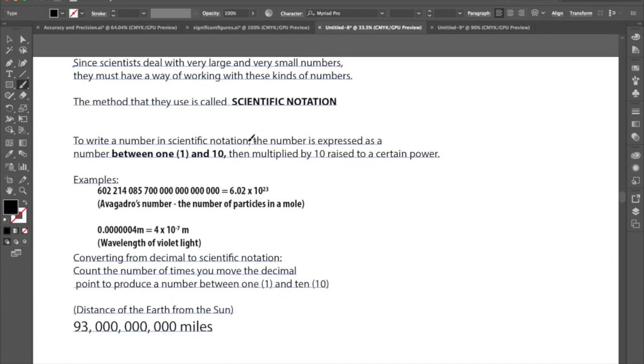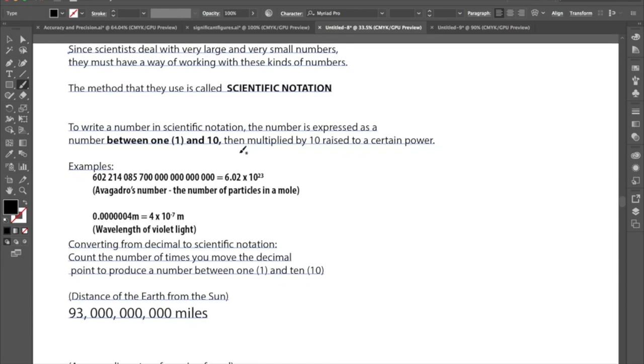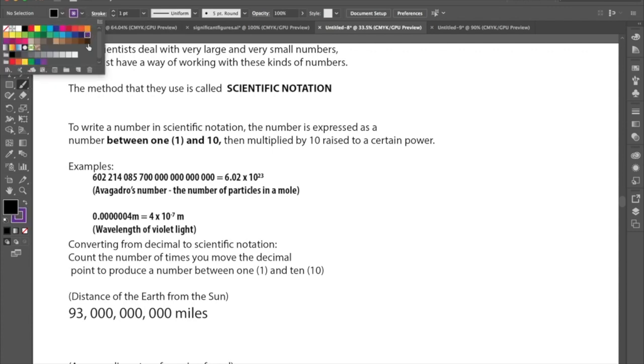We know that in science, as we talked about a little bit before, scientists deal with very large and very small numbers. Anything from the size of the universe or the distance between planets to the size of wavelengths of light or the size of subatomic particles. So it's important for us to have a way to express these numbers, especially as they get increasingly large or increasingly small. The method that scientists use to deal with these kinds of numbers is called scientific notation.